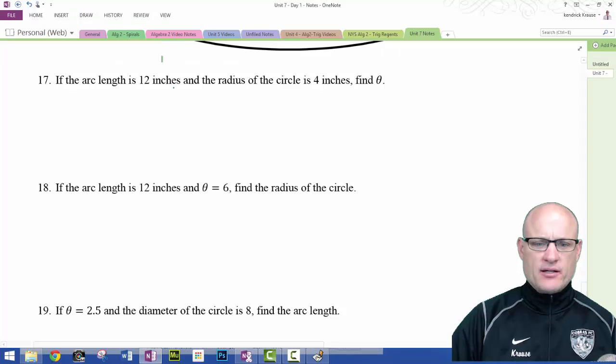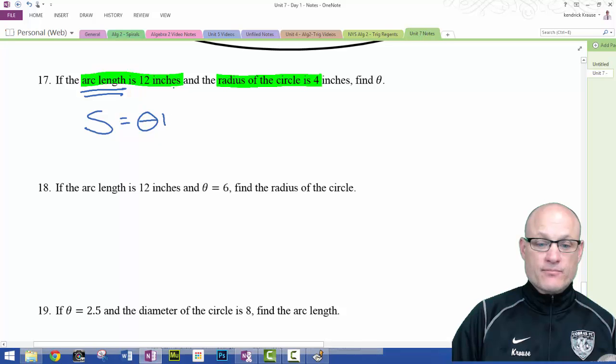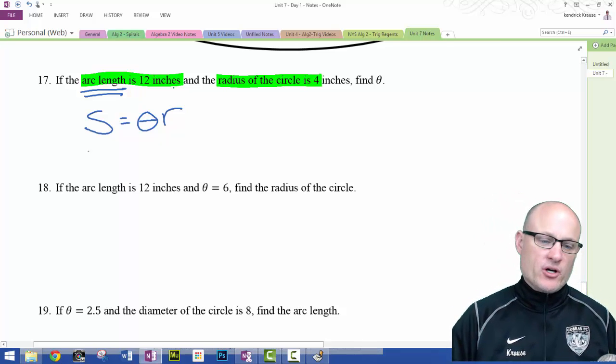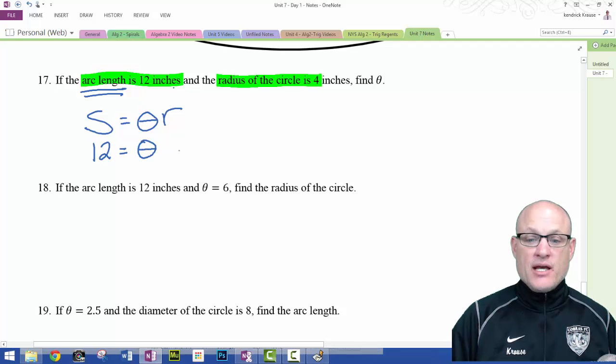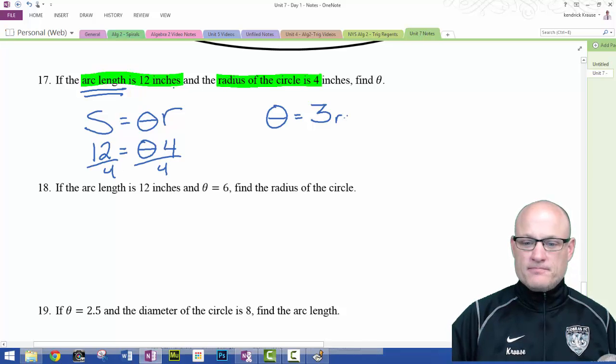All right, so let me go back to my green. If the arc length of a circle is 12 inches and the radius is 4 inches, find theta. That's a clear S equals theta R. S theta R. So, what do you know? Well, you know that the arc length is 12. You do not know theta. And you know that the circle has a radius of 4. So theta is equal to 3, because you divide by 4. I'm assuming that you all see that I divide by 4 here. Radians. I told you it was easy.